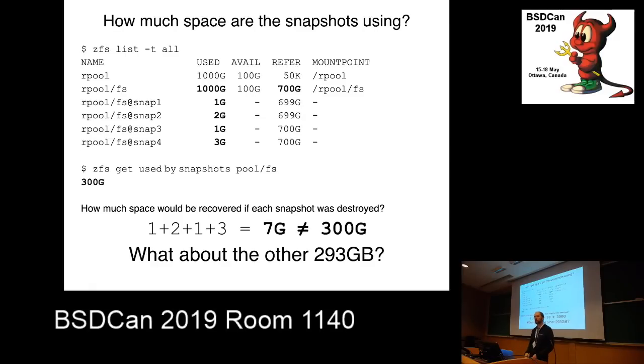That's great. But what if I want to know which snapshots are using up that 300 gigabytes? So you type zfs list -t all. It lists all your snapshots, and how much space they're using. They say they're using, you know, 1 or 2 or 3 gigabytes. So, all right, great. I add up all the space used by the snapshots. That's 7 gigabytes, which is not 300 gigabytes. So which is it? 7 gigabytes or 300 gigabytes? What about the other 293 gigabytes?